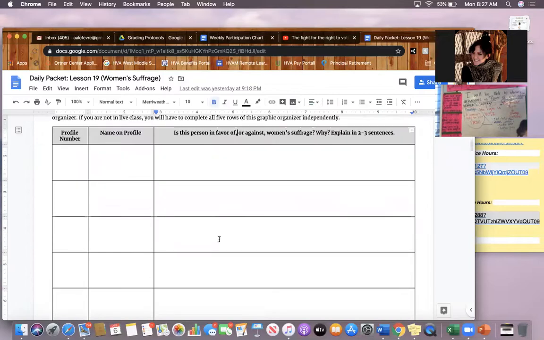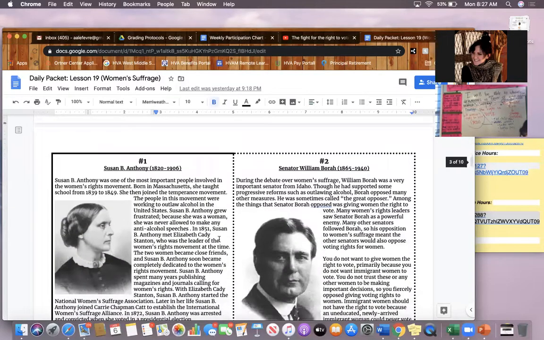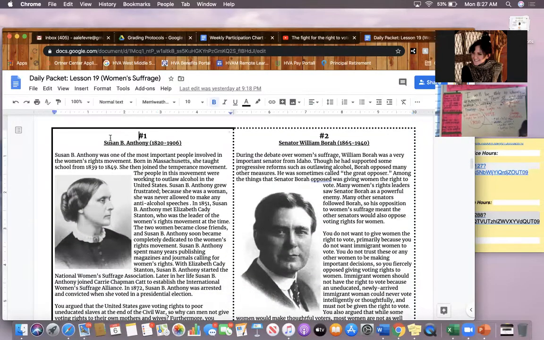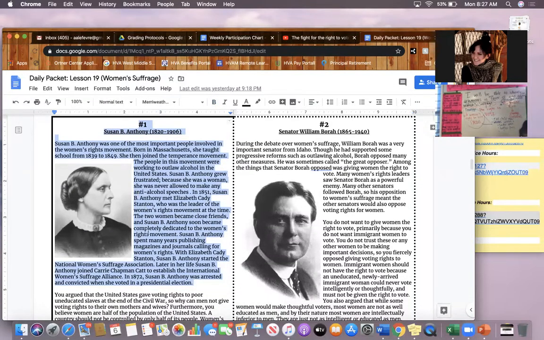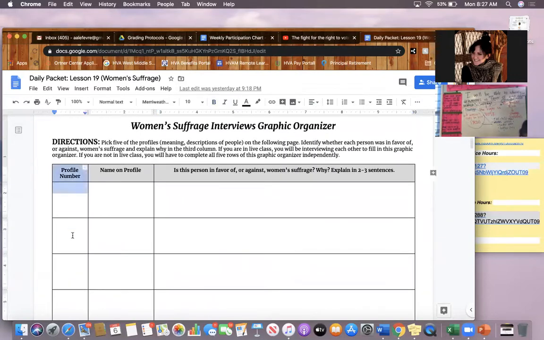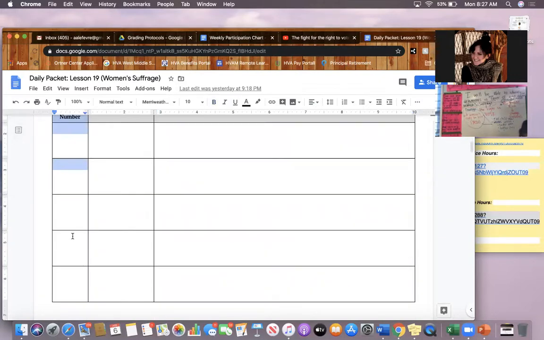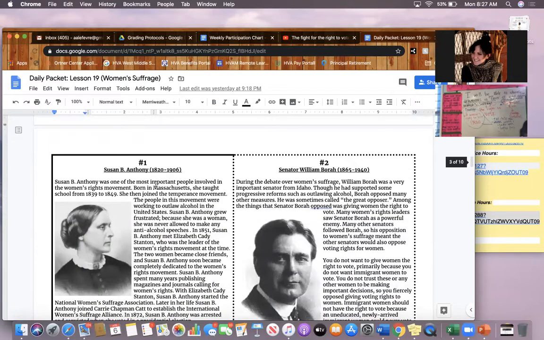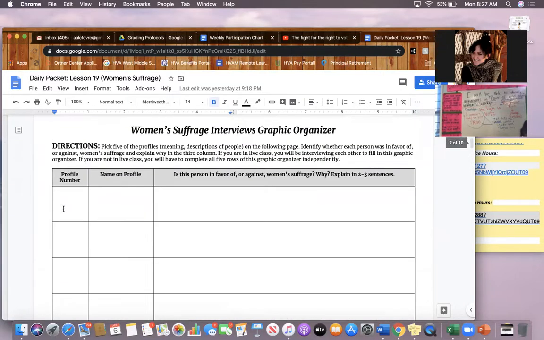So starting on the third page, you'll see a number of profiles. Your job is to read each profile, each description of a person. So number 1 is Susan B. Anthony, and then fill in your graphic organizer accordingly. So that first column, profile number, asks for the number on the profile. You'll see at the top, there's a number on each profile. So I'm just going to put number 1 here as an example.